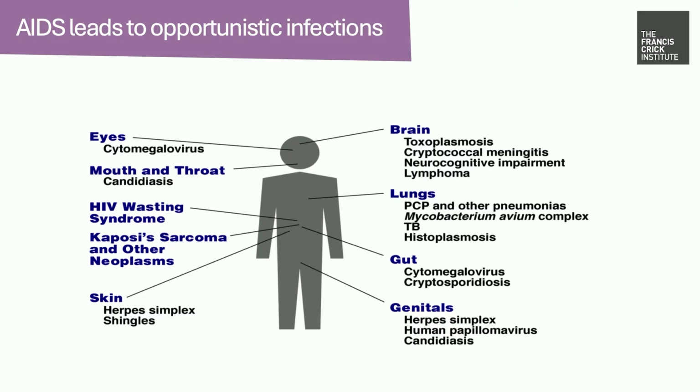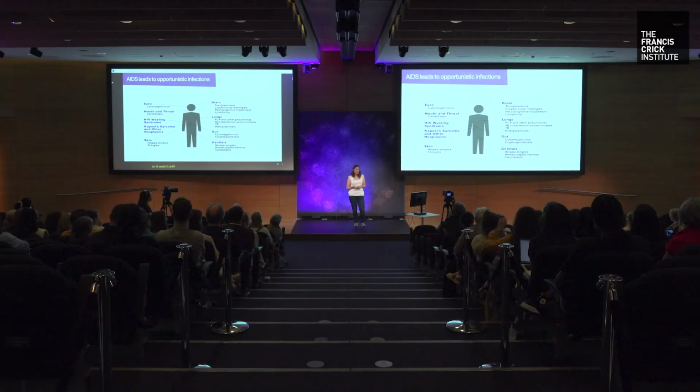It wasn't until about 1982 that this was given the official name of AIDS, because scientists had looked at the epidemiology, so how this disease was spreading, and they realized that it was probably caused by an unidentified infectious agent.